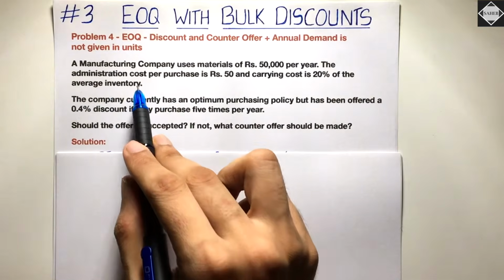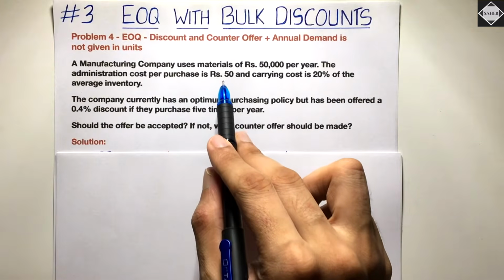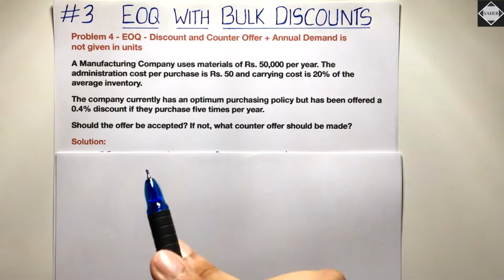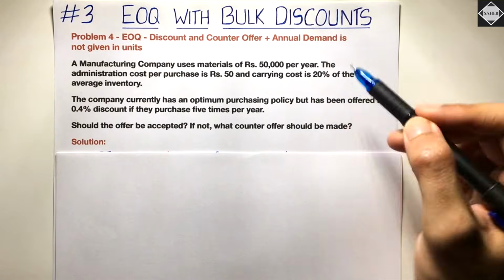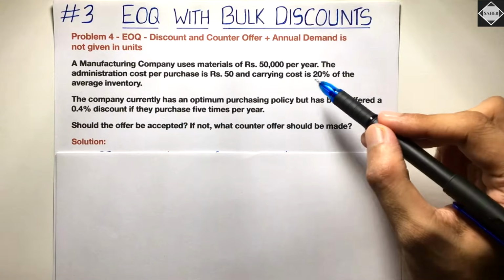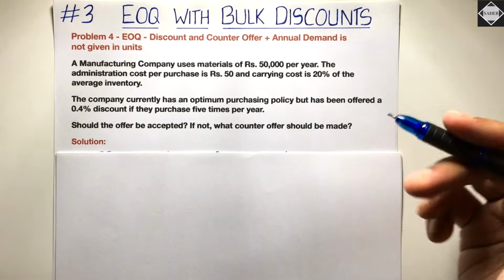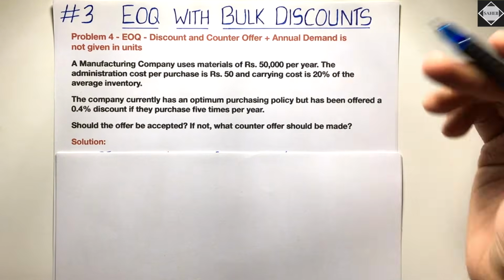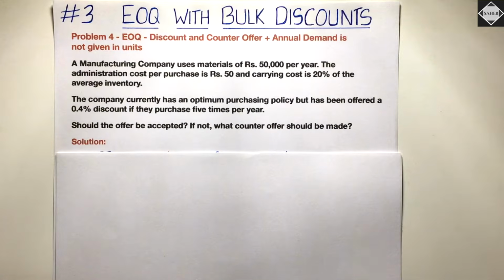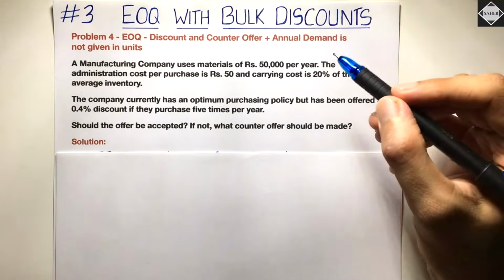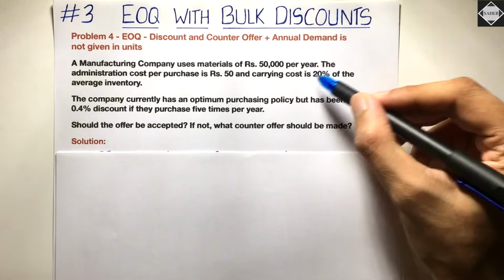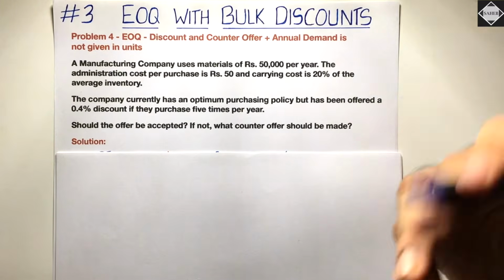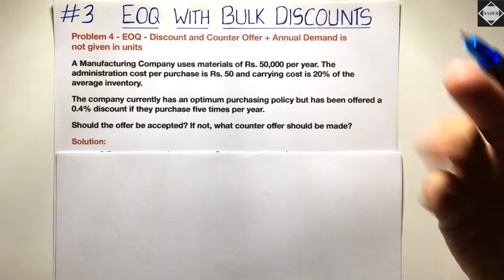The administration cost per purchase is rupees 50. So this is our ordering cost. And then the carrying cost is 20% of the average inventory. Okay, this is also fine. It's always like that mostly, always a percentage of the inventory. But here the problem is we don't know the purchase price. If we don't know the purchase price, on what will we calculate 20%? That's also interesting, isn't it? So don't worry, we'll see that.